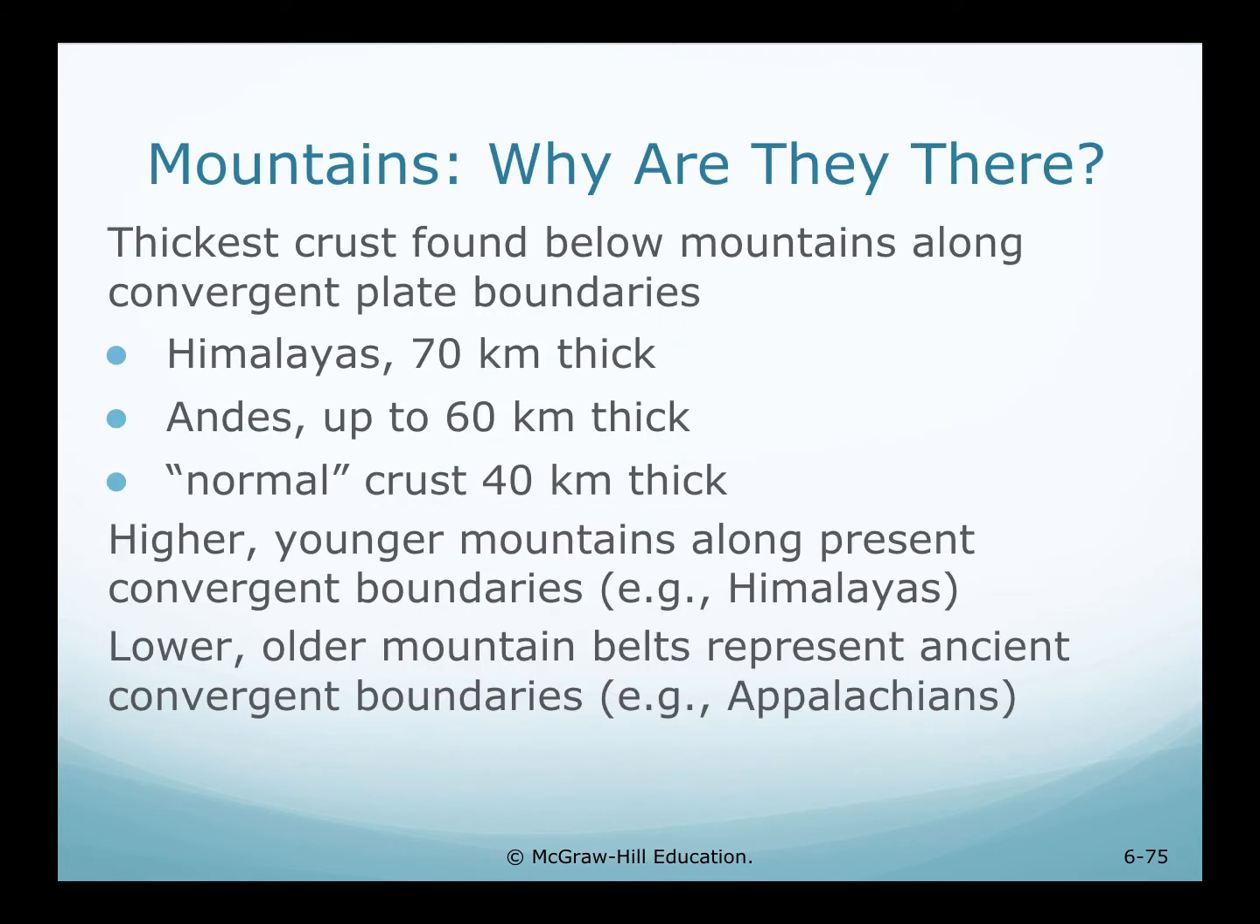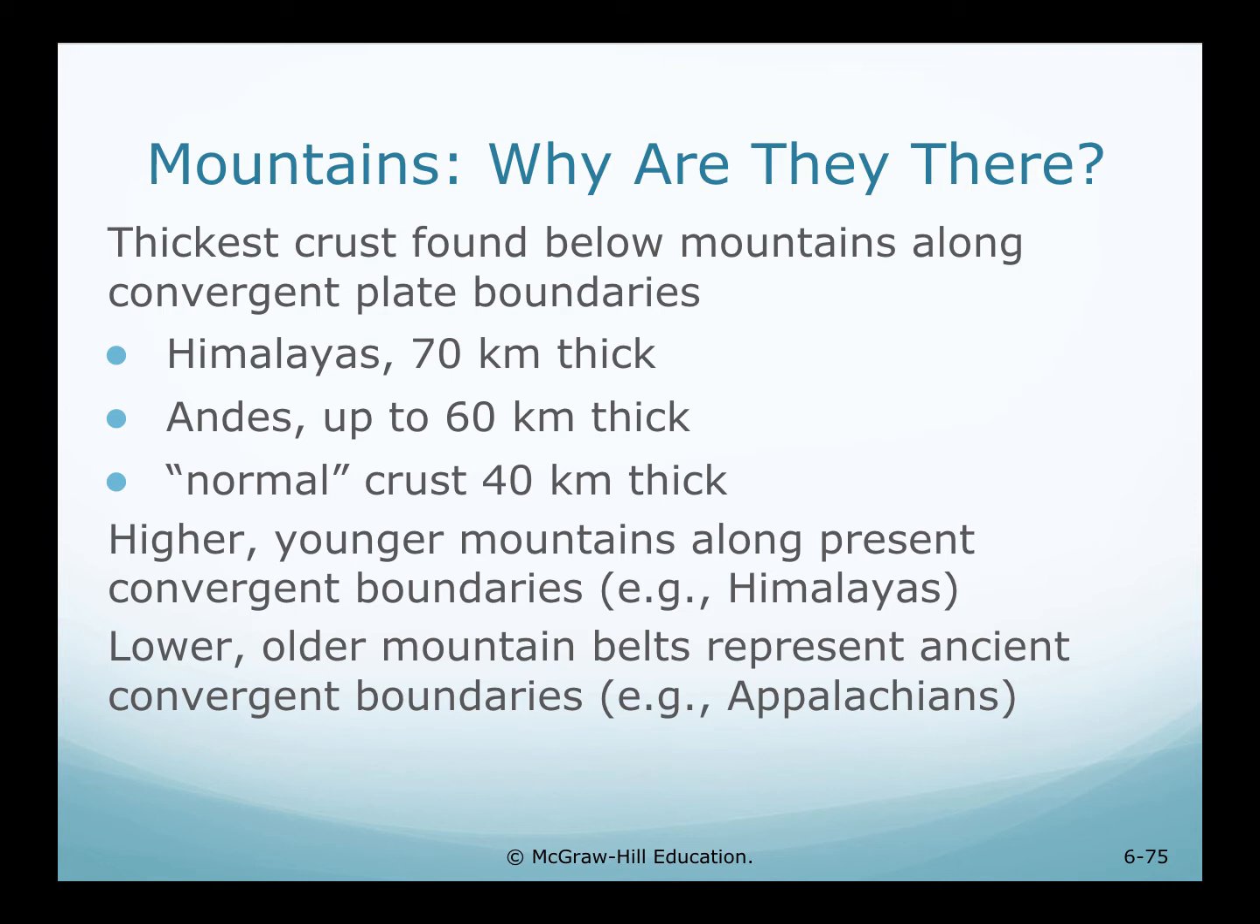The thickest crust is found below mountains along convergent plate boundaries. The Himalayas are 70 kilometers thick. The Andes are up to 60 kilometers thick. Normal crust is about 40 kilometers thick.